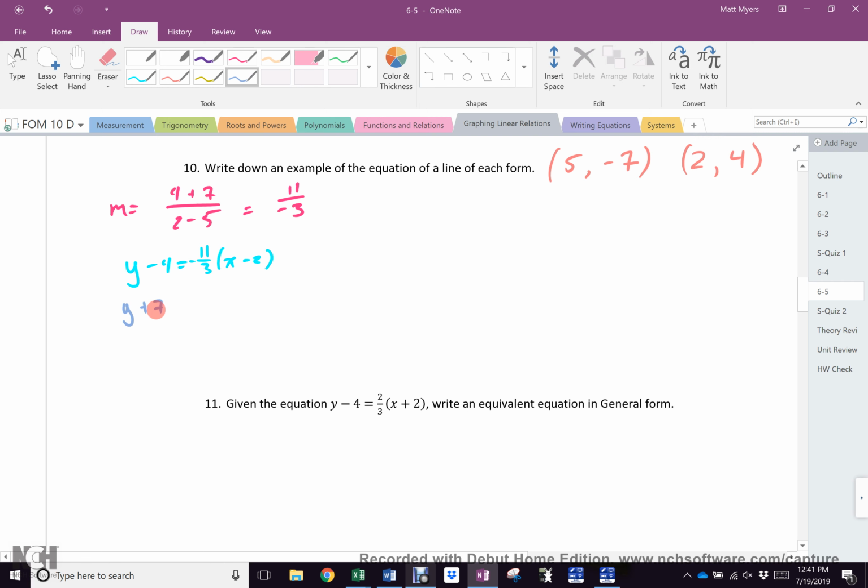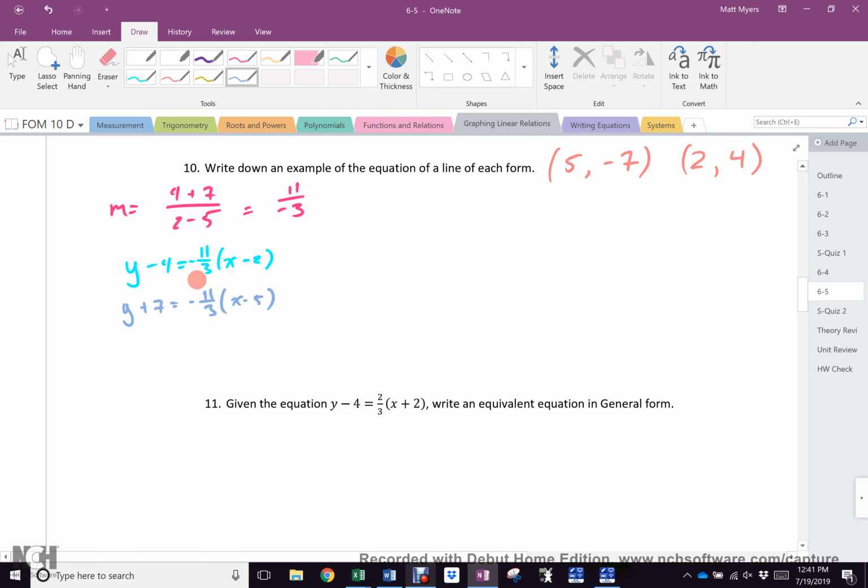y plus 7 equals negative 11 thirds (x minus 5). Either one is acceptable because I have two different points and I got a slope, so I'm good. So that covers point slope form.